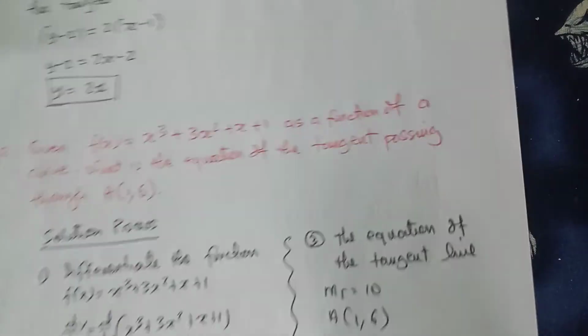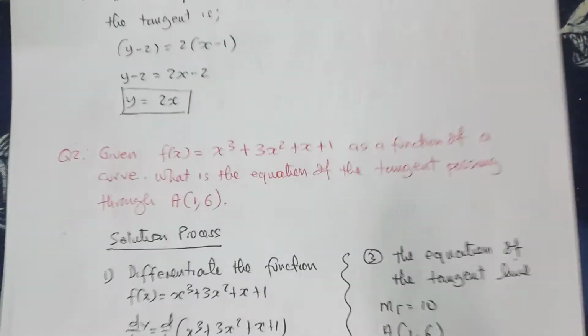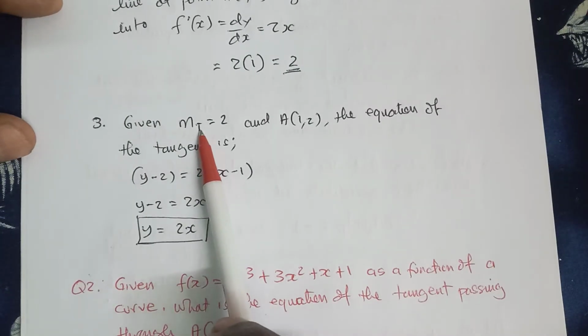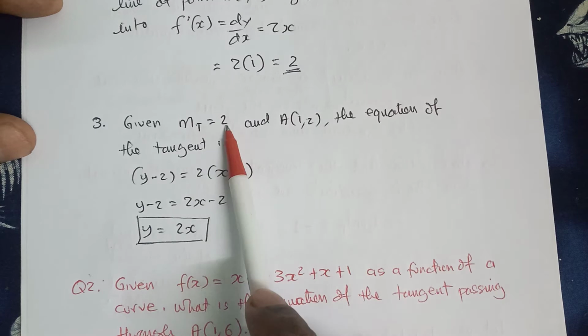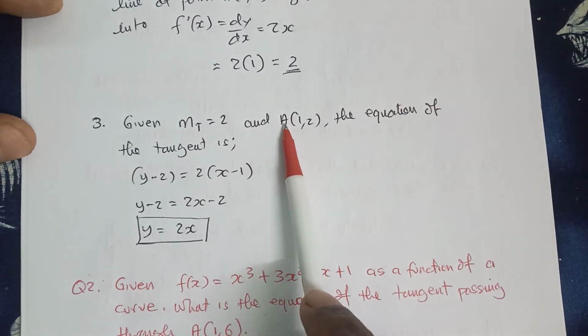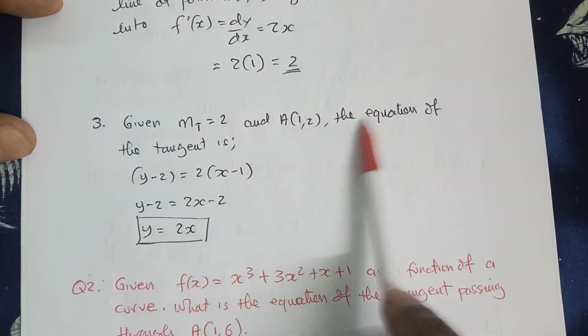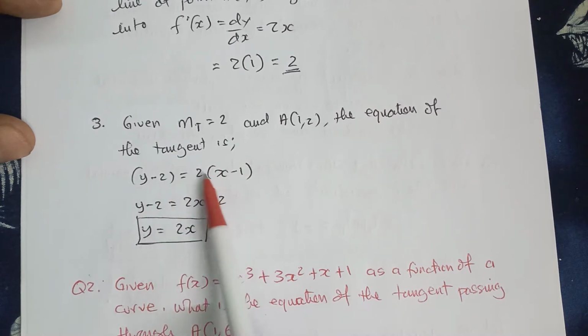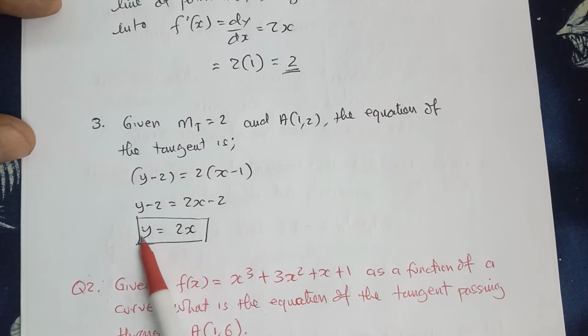Step 3: given that the gradient of the tangent is equal to 2 and point A is given, the equation of the tangent is y minus 2 = 2(x minus 1). And then the rest is algebra, and we end up with y = 2x as the equation of the tangent.